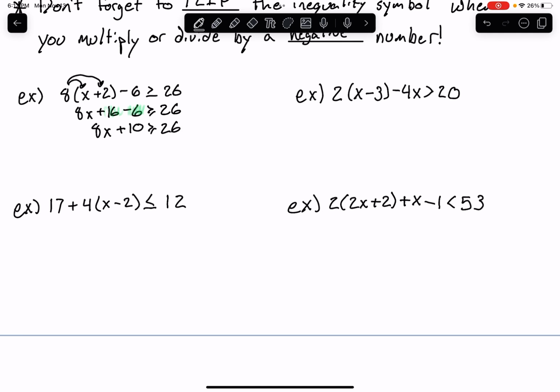All right, now we just have the simple two-step. So minus 10, minus 10, boom. 8 times x is greater than or equal to, looks like we're going to be left with a 16. Divide by 8, divide by 8, and x will be greater than or equal to 2.